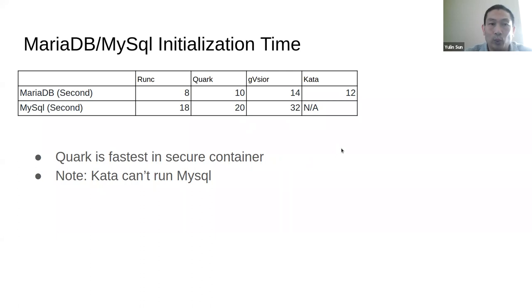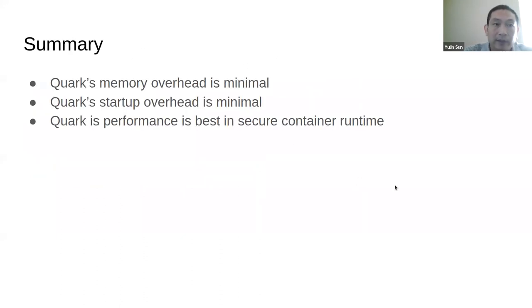We also test some complex scenarios. For example, we use MariaDB and MySQL initialization. When we start MySQL or MariaDB, it has very complex system calls, so we use that for the test. And still, Quark's performance is better than Q-Visor and Kata. This time is in seconds: how much time it takes to start MariaDB and MySQL. In summary, Quark's memory overhead, start time and performance are the best among these three secure container runtimes.